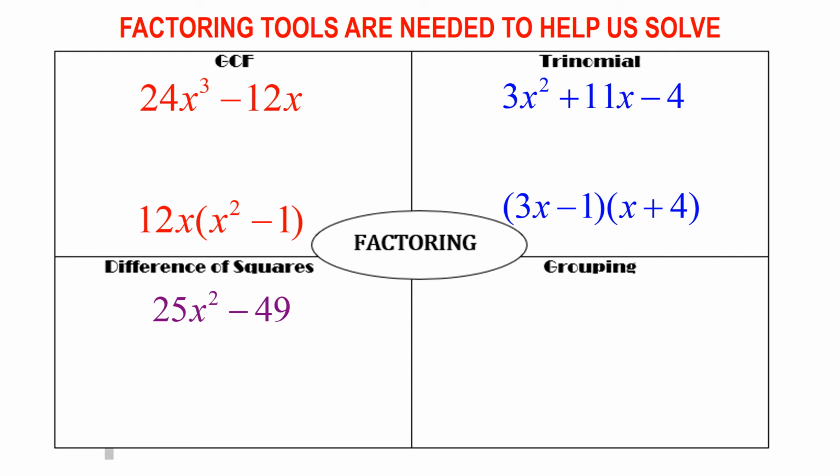So for this example, remember for difference of squares, we have to first see that we have two terms. We have 25x squared and a negative 49. So those two terms have to be perfect squares. Well, 25 is a perfect square and 49 is a perfect square, and those two terms have to be subtracted from each other, which is what we have. We have that difference or that subtraction sign.